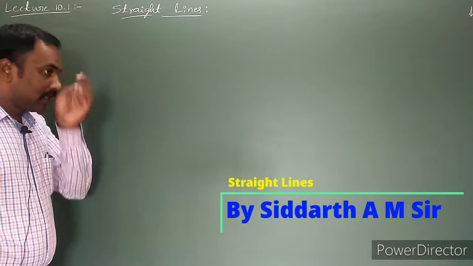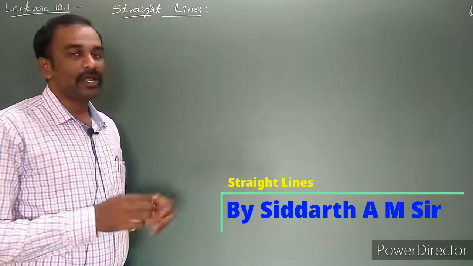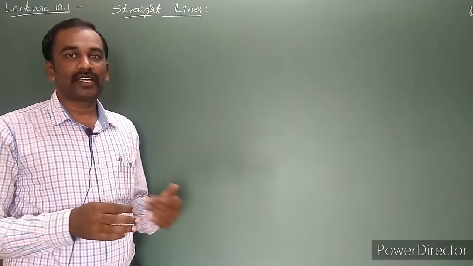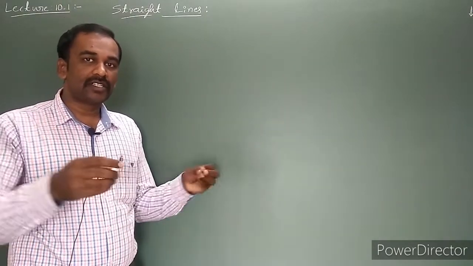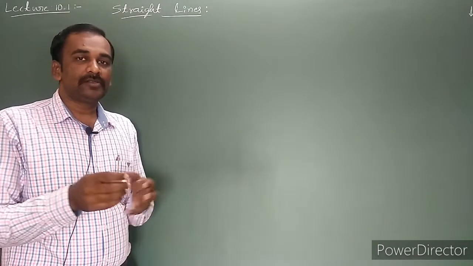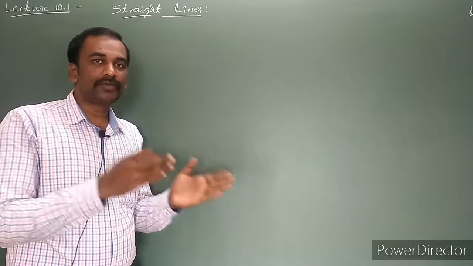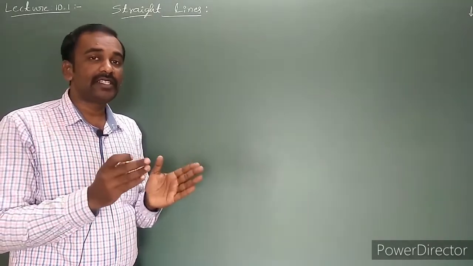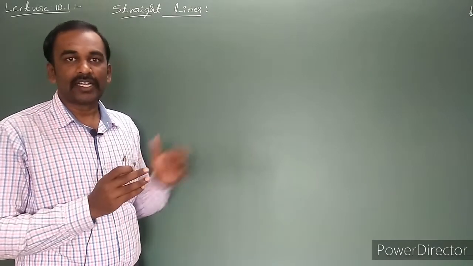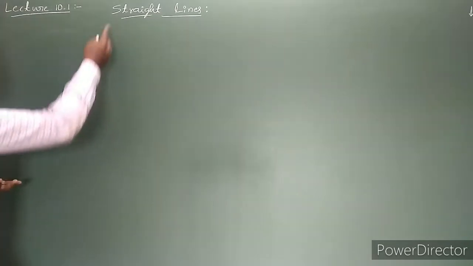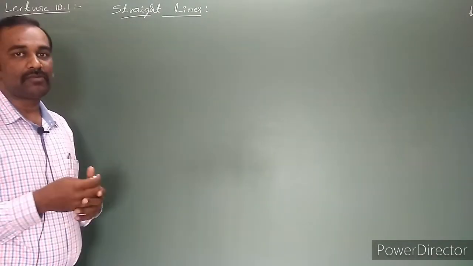Straight lines. In school, I think you already studied some concepts about the line. A line is something we can extend on both sides, the right-hand side as well as the left-hand side. What is the difference between a line and a line segment? A line means we can extend on both sides. A line segment means its end points are given. So now, straight line means we are going to study two-dimensional geometry.